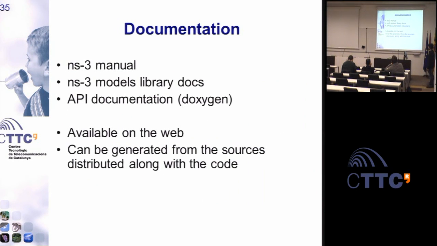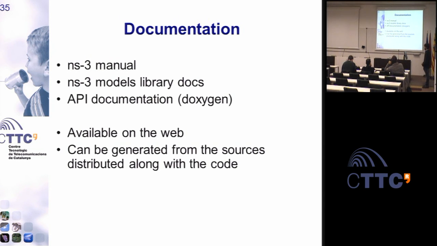And about documentation, ns-3 comes with lots of documentation. There is a manual of ns-3 which basically documents the core of ns-3. Then there is another document, the so-called models library documentation, which includes documentation of all the other modules beyond the core. Like you will find documentation for the LTE module, for the Wi-Fi module, for different applications, for propagation models, and so on.